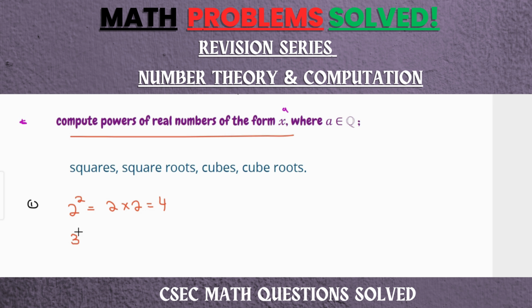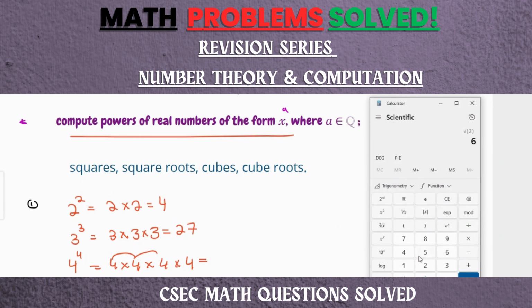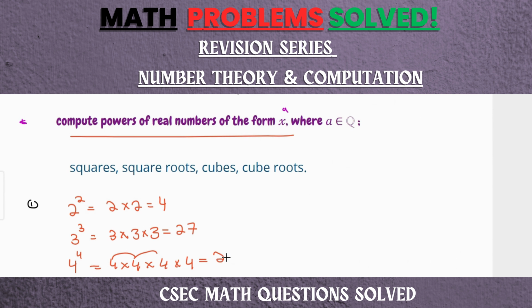Similarly, if we have 3 to the power of 3, it means 3 times 3 times 3. And we know 3 times 3 is 9, 9 times 3 is 27, right? Similarly, if it's 4 to the power of 4, it will be 4 times 4 times 4 times 4. So we should know 4 times 4 is 16, 16 times 4 is 64, and 64 times 4 is 256, right? So this is the concept of the exponent, the powers.